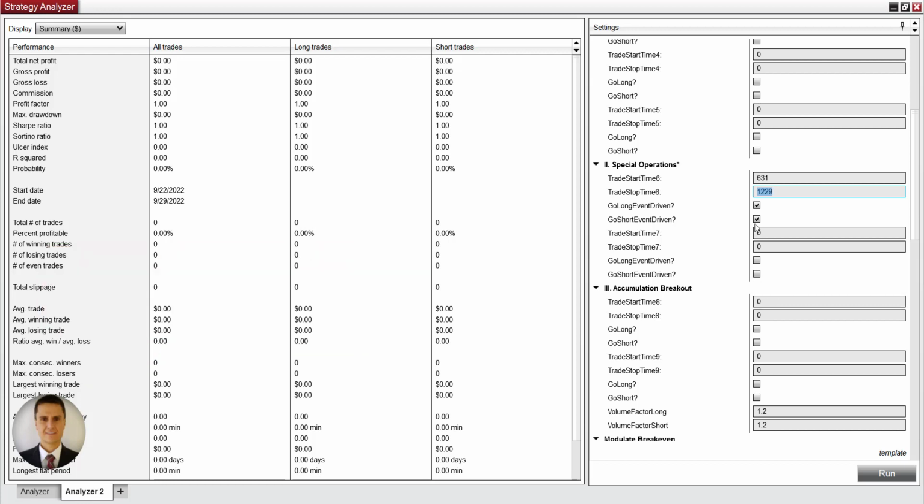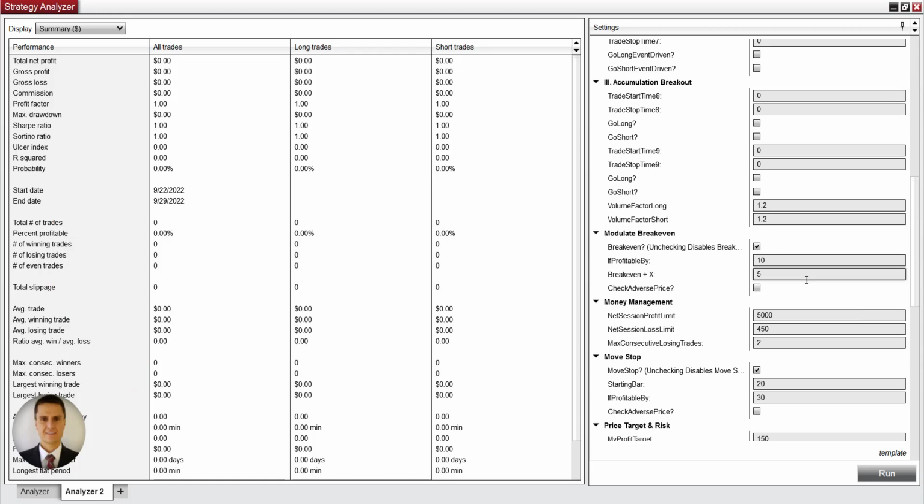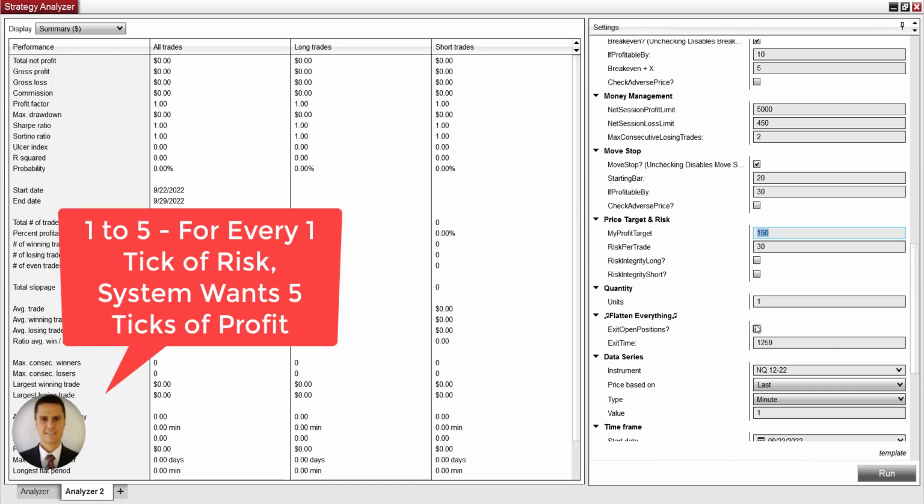But in this example, I'm doing it both directions. So I have no directional bias here, is what I'm saying. I'm letting the strategy take over. Let's go ahead and run NQ here. I'm going to do a test at 30 ticks on NQ. NQ's $5 a tick, so it's $150 worth of risk, and I have 150, so 5x. So my R is good at 5.1.